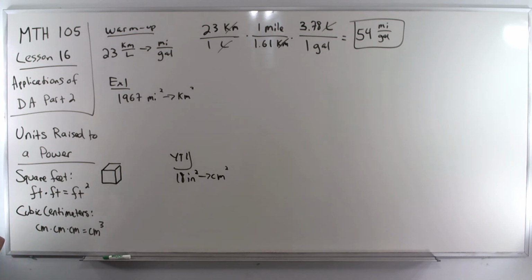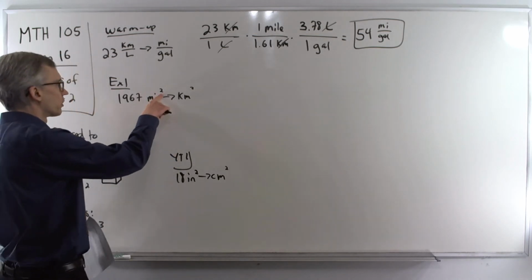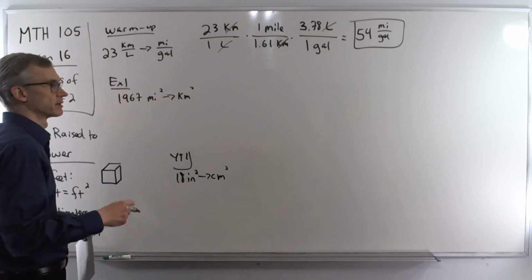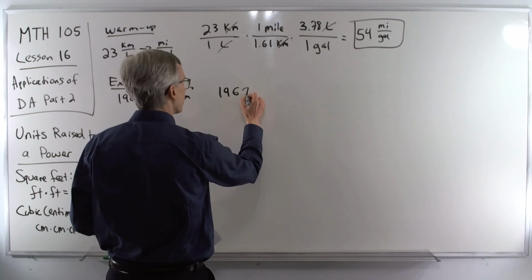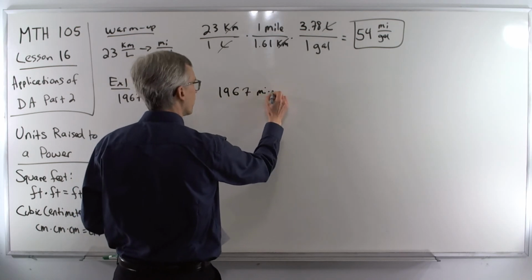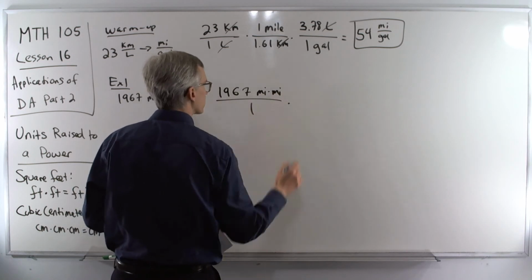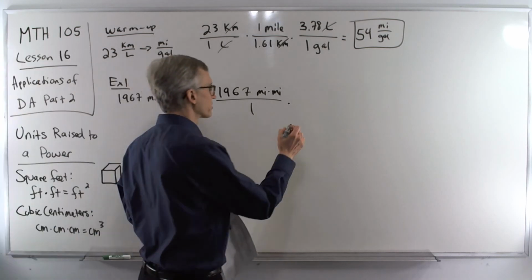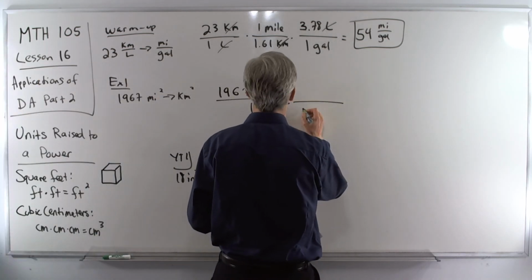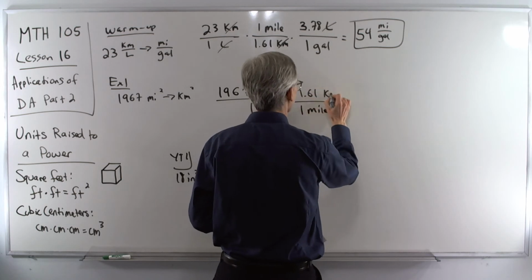Now an interesting thing happens when we convert these units. And in order to demonstrate that, I'm going to write out miles squared as just miles times miles. It's called expanded form. So 1967 miles times miles over 1. So set up the same way we do the other ones. And now we're going to convert miles to kilometers. So 1 mile is 1.61 kilometers.